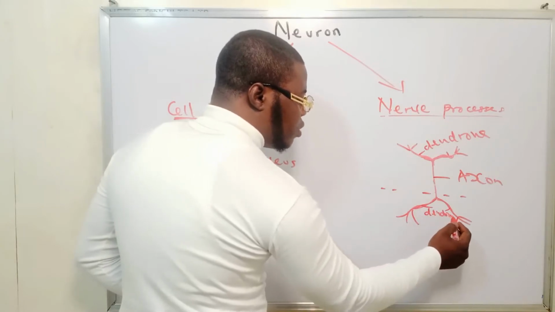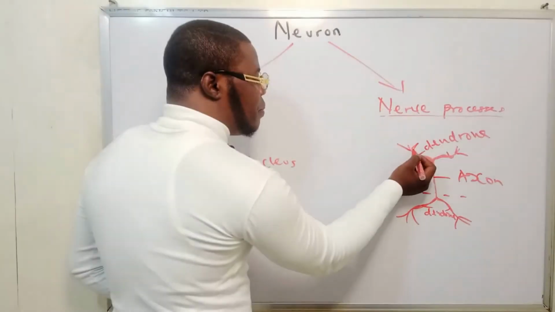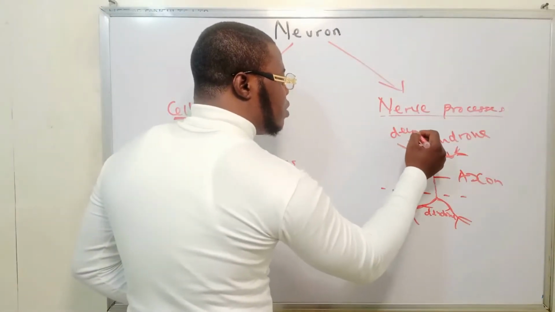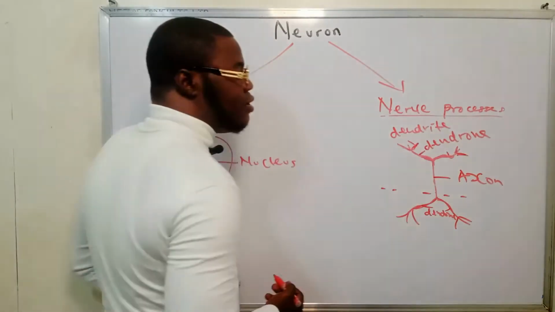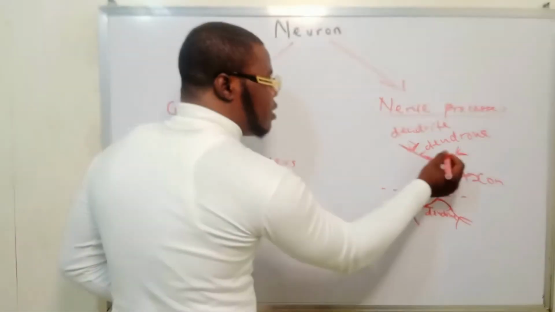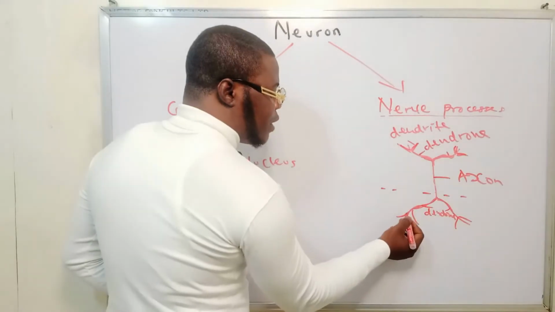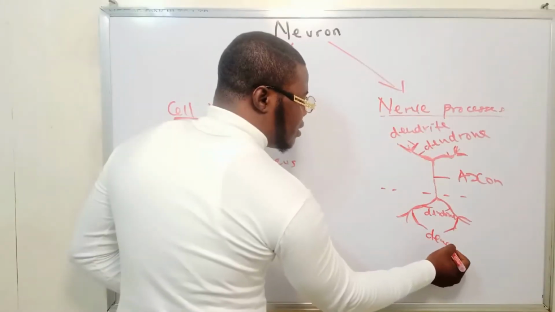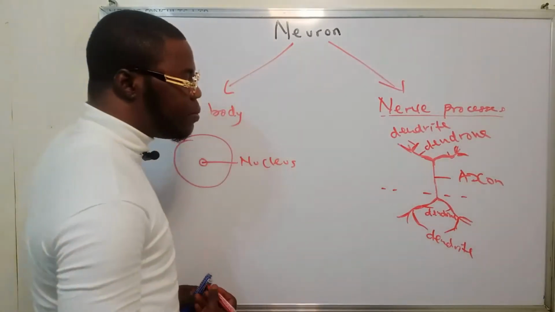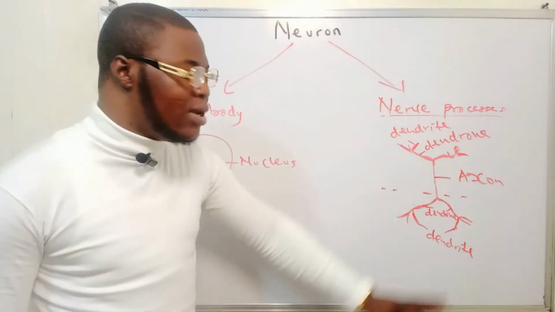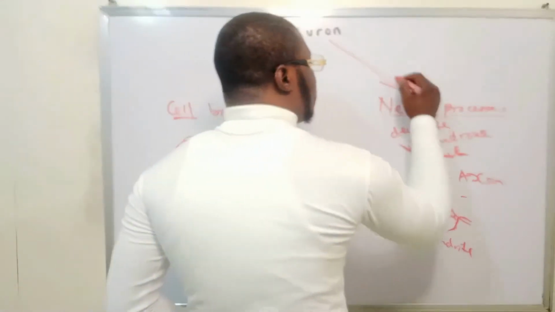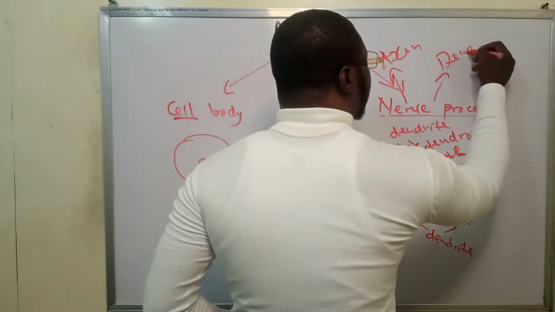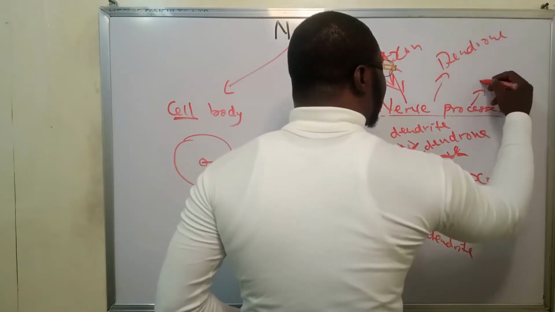And then what about the smaller projections? They are called the dendrites. And where can you find something of this nature again in this whole diagram? You can find it right here, and here as well. They are called the dendrites. As simple as that. Which means nerve processes are of three types. The first one is called the axon, the second one is called the dendron, and the last one is called the dendrites.